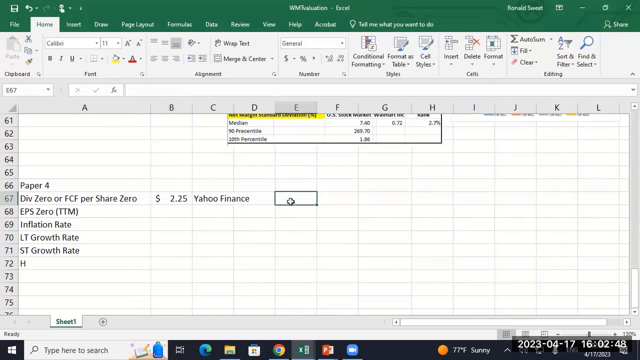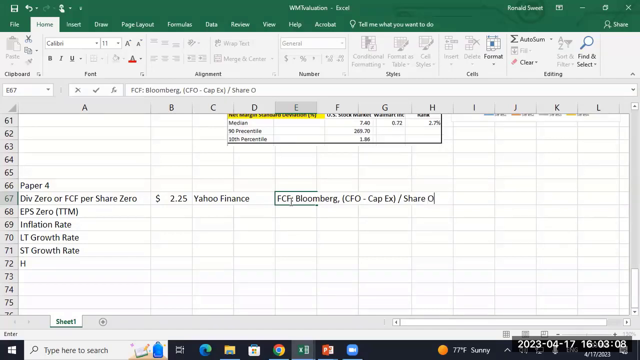How do you get free cash flow per share? Well, you can get it from Bloomberg. Bloomberg has that. You can actually bring it in. Or the way I really recommend you do it, cash from operations minus CapEx divided by shares outstanding, which is essentially what I think Bloomberg is doing. So what are they saying? Cash from operations. Well, cash from operations is net of interest expense, so this belongs to stockholders, minus CapEx.